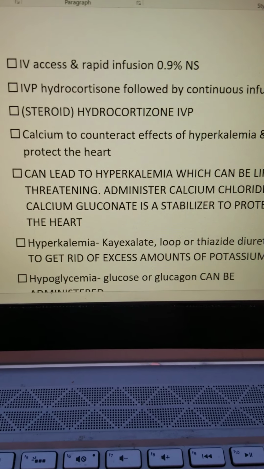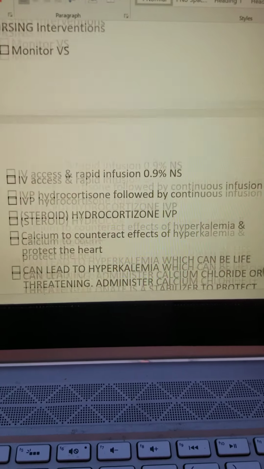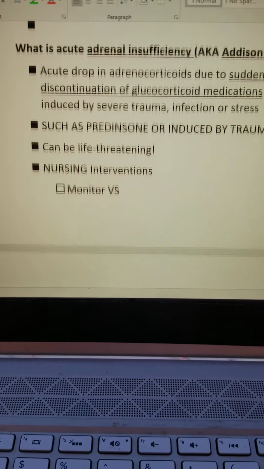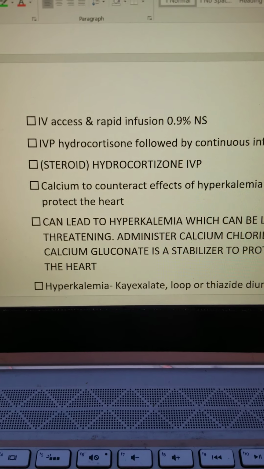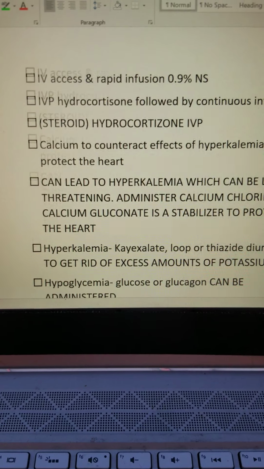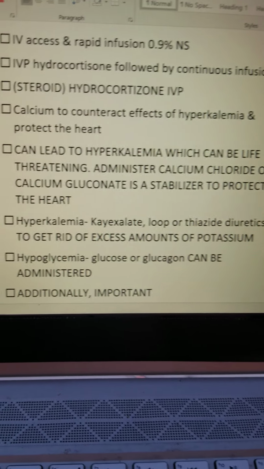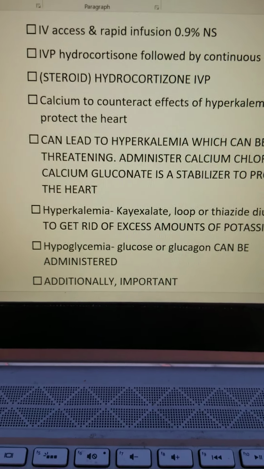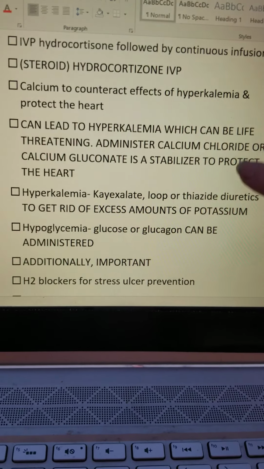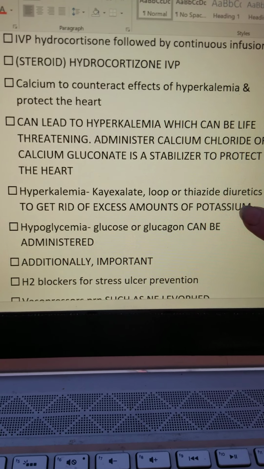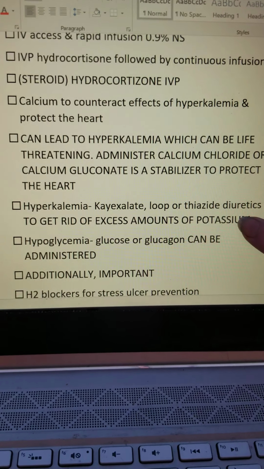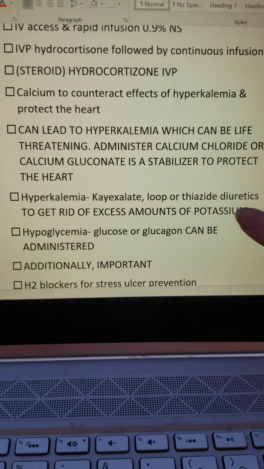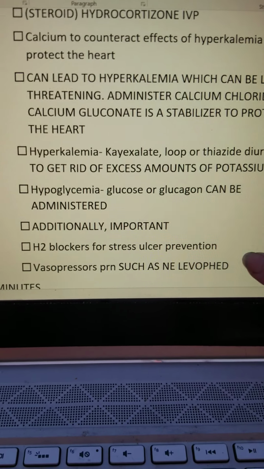Also for this Addisonian crisis, which is also called acute adrenal insufficiency, steroid hydrocortisone IV push, calcium to counteract the effects of hyperkalemia and protect the heart. I guess the calcium will help keep it from this possibility of cardiac arrest. Can lead to hyperkalemia, which can be life-threatening. Administer calcium chloride or calcium gluconate, which is a stabilizer to protect the heart.